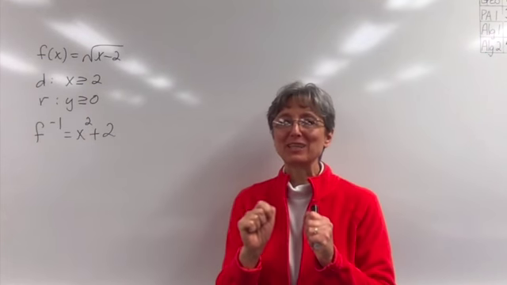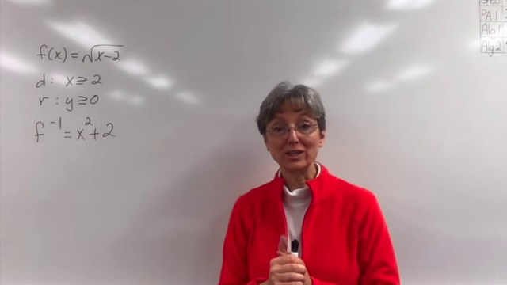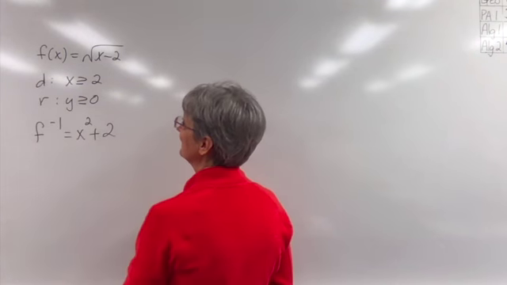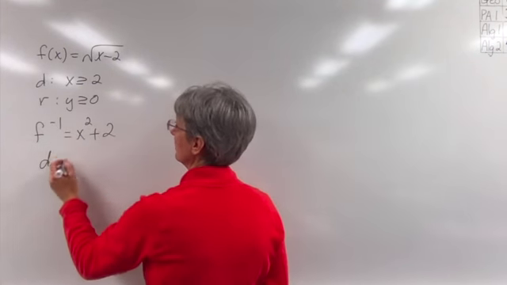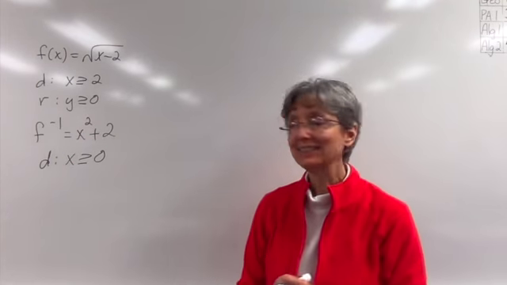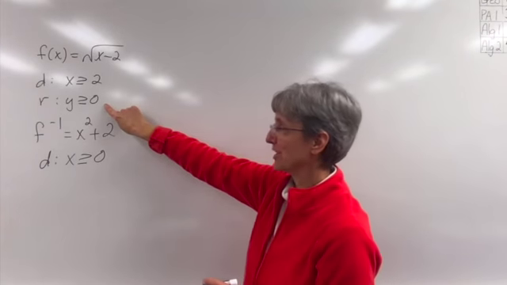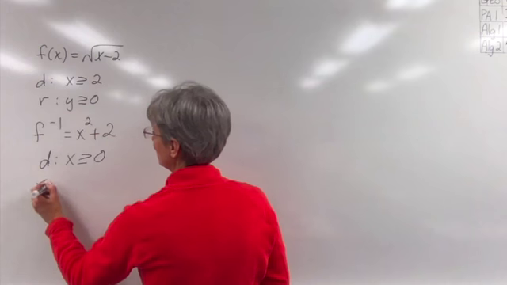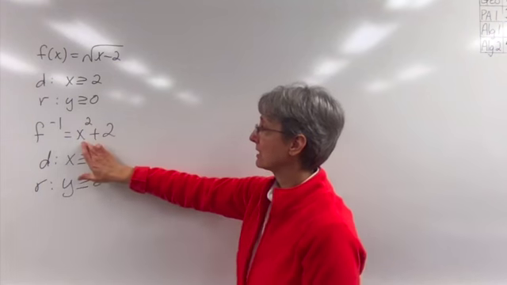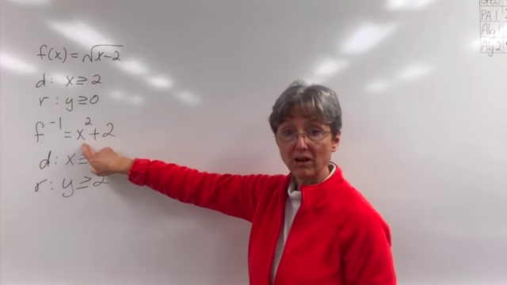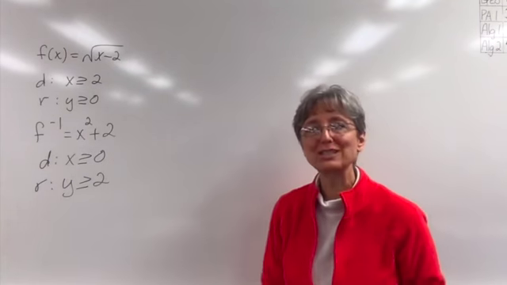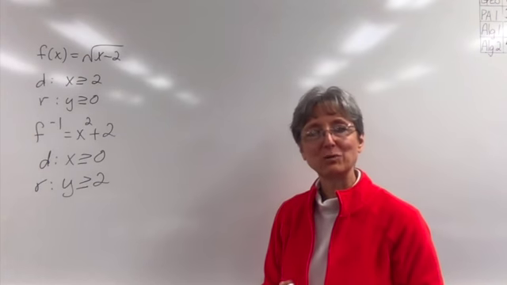And remember that with inverses, the x's and the y's just switch. So guess what our domain is? Our domain is now x is greater than or equal to 0. And since our domain is x greater than or equal to 0, guess what our range is? Our range is y is greater than or equal to 2. If x can only be 0 or above, then my y's can only be 2 or above. And there we go. Notice the domain and range traded places.